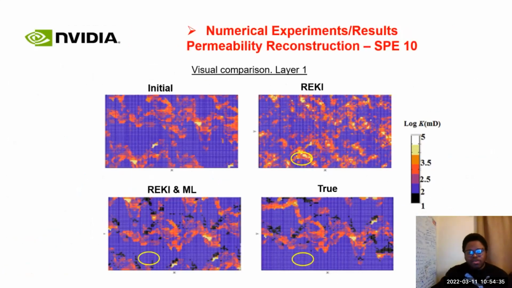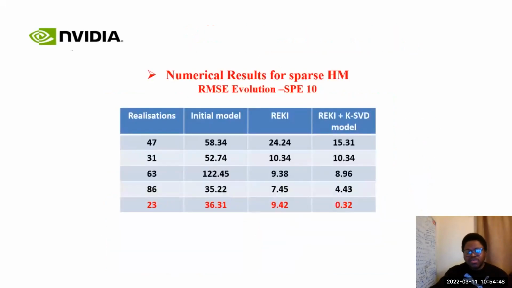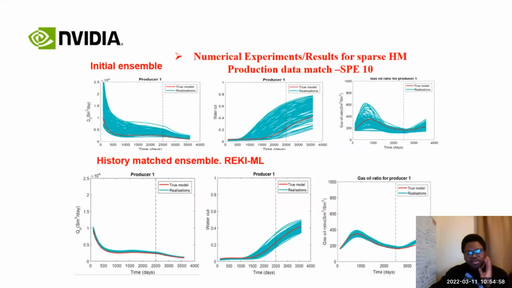Similar to this panel here, you can see RecI doing a good job. RecI and ML are doing a good job recovering the true model, which was a very rigorous channelized reservoir. And then the loss cost function value: RecI had 0.32 compared to 36.31 and 9.42 without any initialization. In all of this, the PINN was used as a forward model.